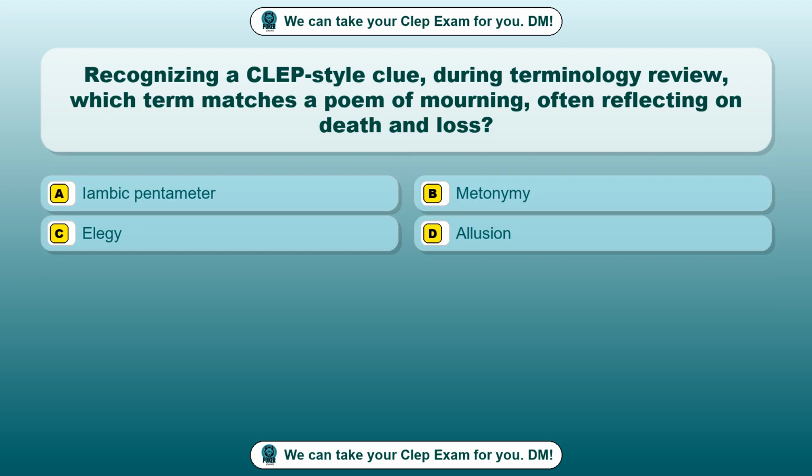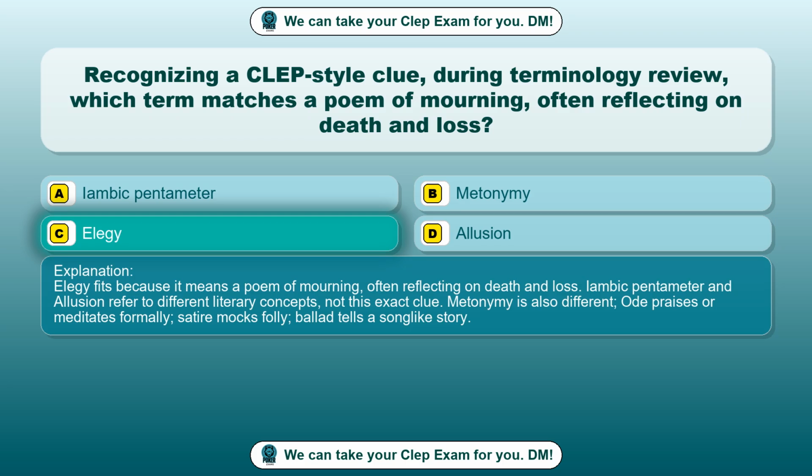Question 26. Recognizing a CLEP-style clue during terminology review, which term matches a poem of mourning, often reflecting on death and loss? Option A, iambic pentameter. Option B, metonymy. Option C, elegy. Option D, allusion. The correct answer is option C, elegy.